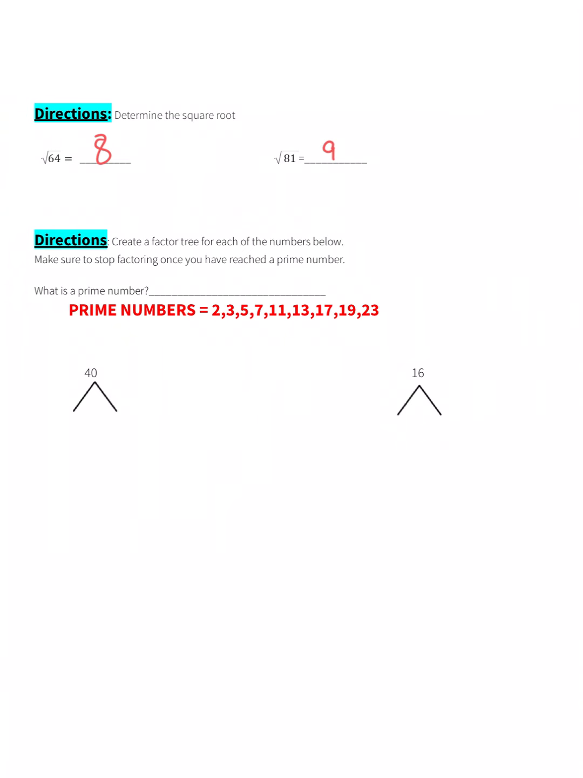A prime number is a number that is only divisible by 1. Okay, the only factors are 1 and itself. So make sure you have this in your notes. Remember, pause as you need to get the information in. I'm going a little bit fast. Okay, next we are going to practice prime factorization.